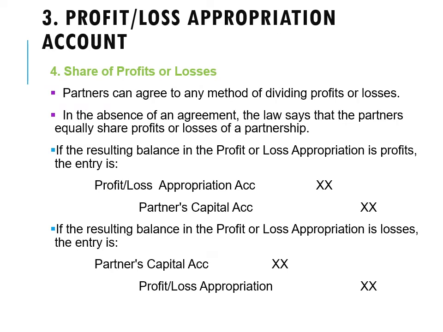In partnerships, the partners can agree to any method of dividing profits or losses. In the absence of an agreement, the law says that the partners equally share the profits or losses of a partnership. So if the resulting balance in the profit or loss appropriation account is profit, the journal entry to allocate the profit is debit the profit or loss appropriation account and credit the partners' capital accounts. If the resulting balance is a loss, the journal entry is debit the partners' capital accounts and credit the profit or loss appropriation account.